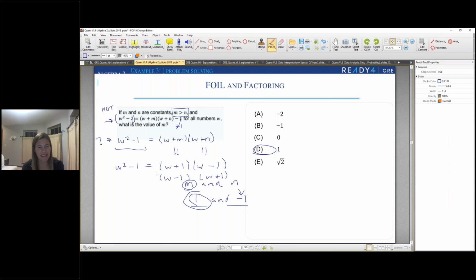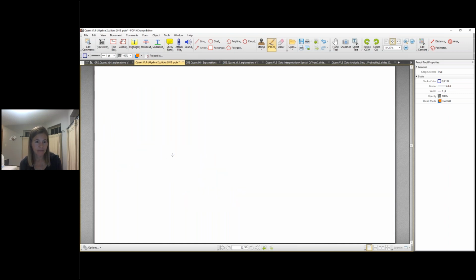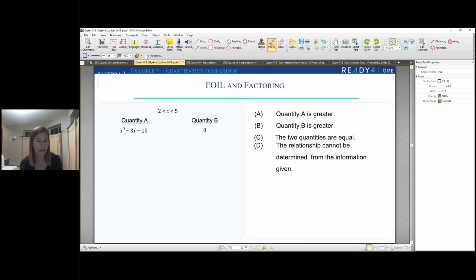Okay, and so this is the type of problem where you need to know the difference of squares factoring, or you can't get this problem. Okay, so that is how this one's done. Okay, here is another one.